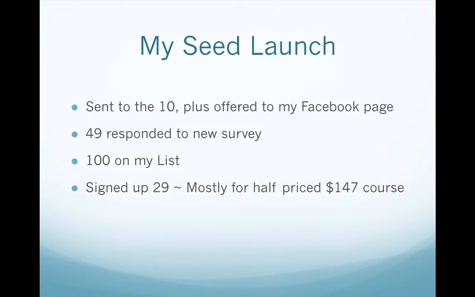Now, after this one, we call this a seed launch. So I sent it to the 10. 49 responded to the new survey. So now I've got 100 on my list. And plus those 49, plus I had also posted, I think, please click here if you want my resource guide. So it was my regular opt-ins. So I got 100 people. Now out of those 100 people, I got 29 to sign up. Mostly for half price. I wanted a good, robust, 30 is a great group. 10 are really engaged, 10 are busy and want to be engaged, and 10 aren't very engaged. So that way you get plenty of people engaging.